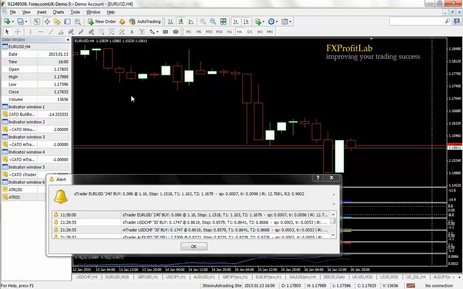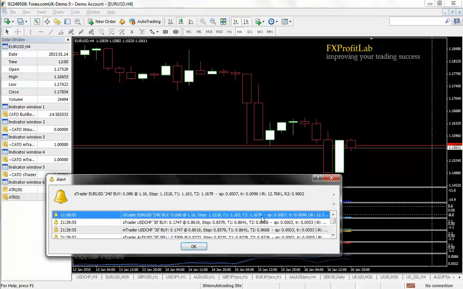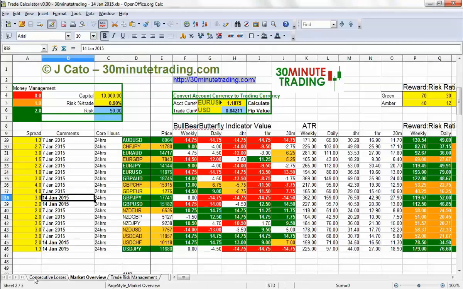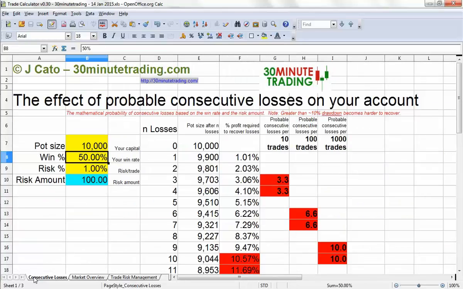So what do you do about money management, John? Is that part of your practice? Yeah. The money management I've explained when I showed the spreadsheet. Some of you have seen the spreadsheet, and I've got a video about all the stuff about money management. Let me see if I can find it. Right, there we are.